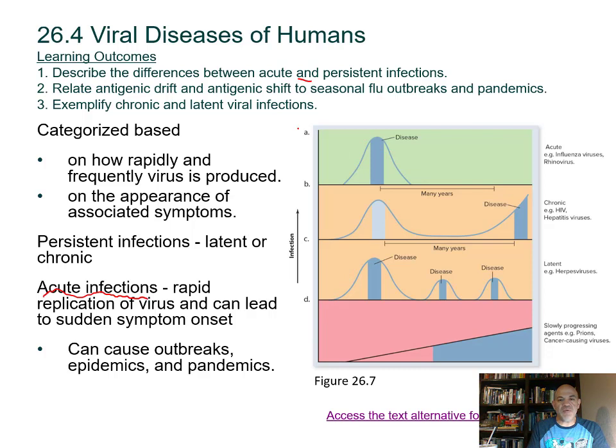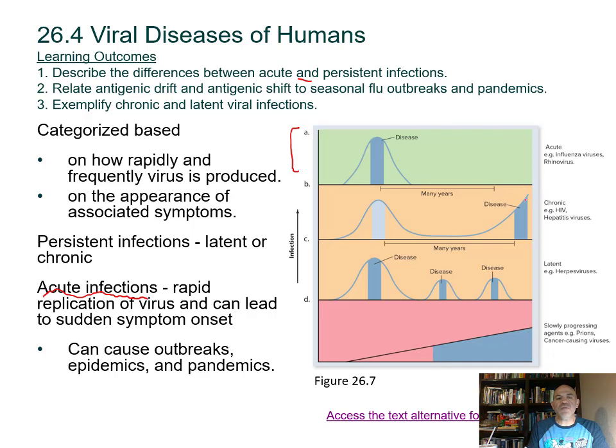And that's seen here on the top graph. Here you can see if we look at time, the virus begins replicating, and then you have the onset of disease. And then if your immune system ends up taking care of the virus, the virus has stopped being produced and the disease goes away. Examples of acute include influenza and rhinovirus, which are cold viruses.